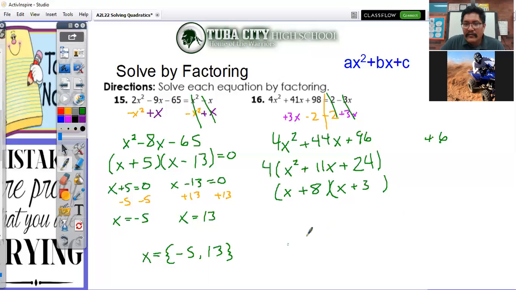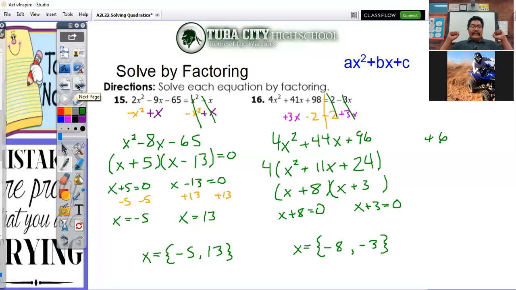So we now know both of our solutions and set them equal to 0. So x plus 8 and x plus 3. And I know this is going to be x equals negative 8 and negative 3. And it looks like that one is solved. Whew. So far, we haven't had very many incorrect guesses. We must be doing a pretty good job at the guesswork.